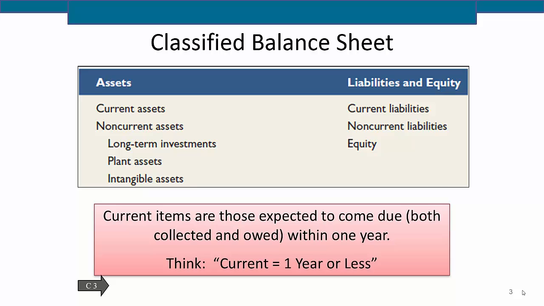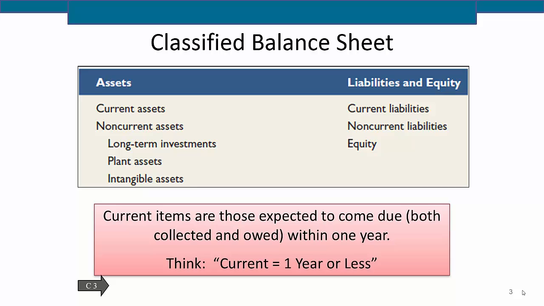On the asset side of the balance sheet, we group assets as current or non-current. A current asset is one that is expected to be converted into cash in 1 year or within the company's normal operating cycle, whichever is longer. I always think about current meaning 1 year or less. On the liabilities and the equity side of the balance sheet, we divide liabilities between current and non-current. And a current liability is one we expect to pay out of the company's current assets within a year.